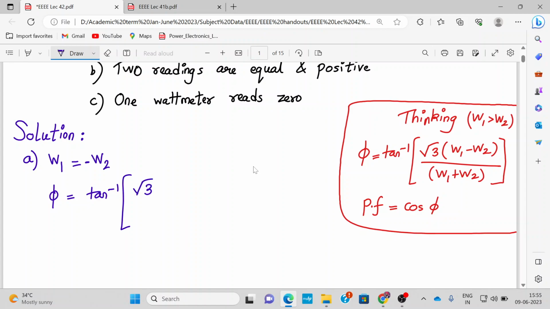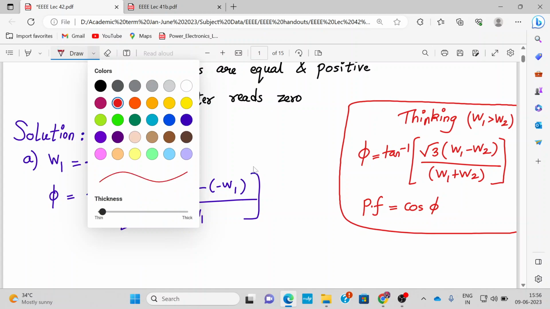root 3 times. From this formula, let's say W1 is greater than W2. We substitute: W1 minus W2, so here minus of minus W2, divided by W1 plus W2. Here W2 is minus W1, so the denominator will be 0.